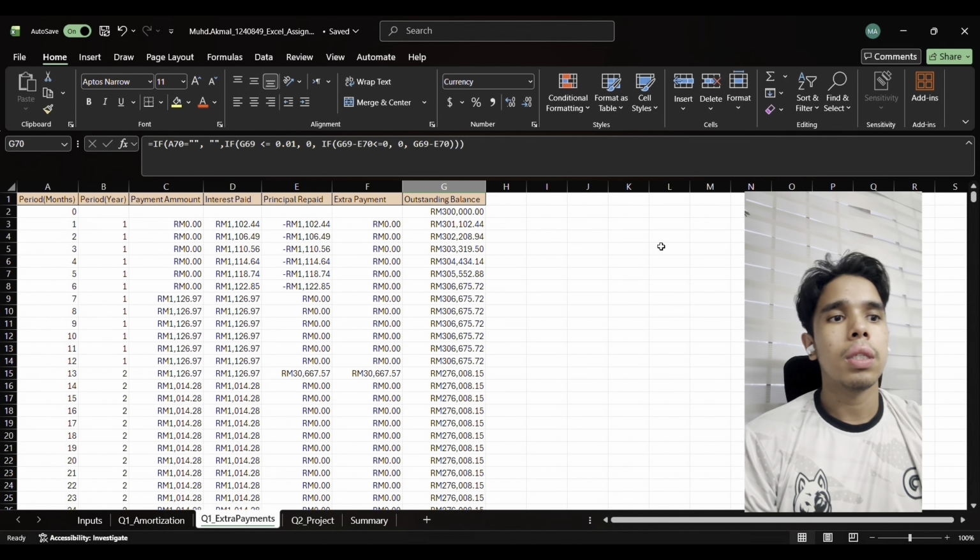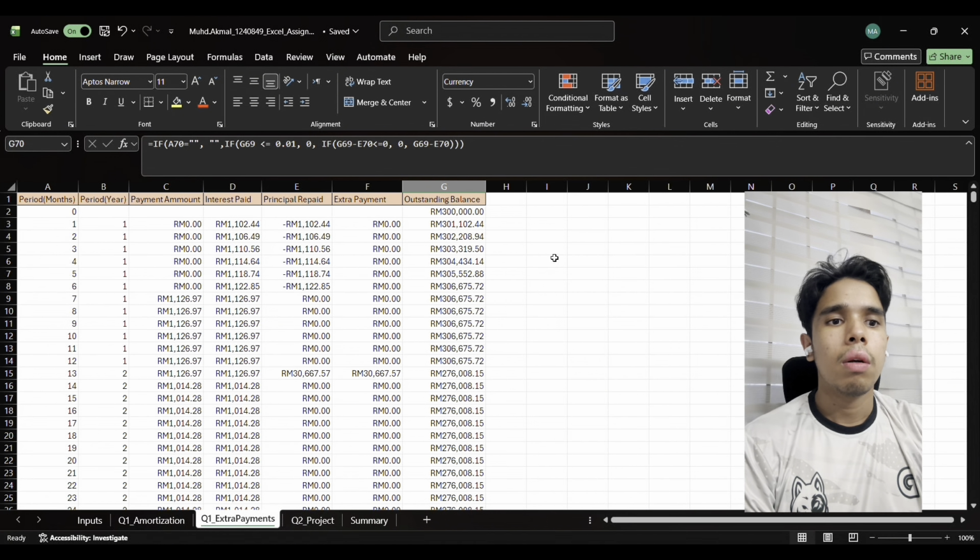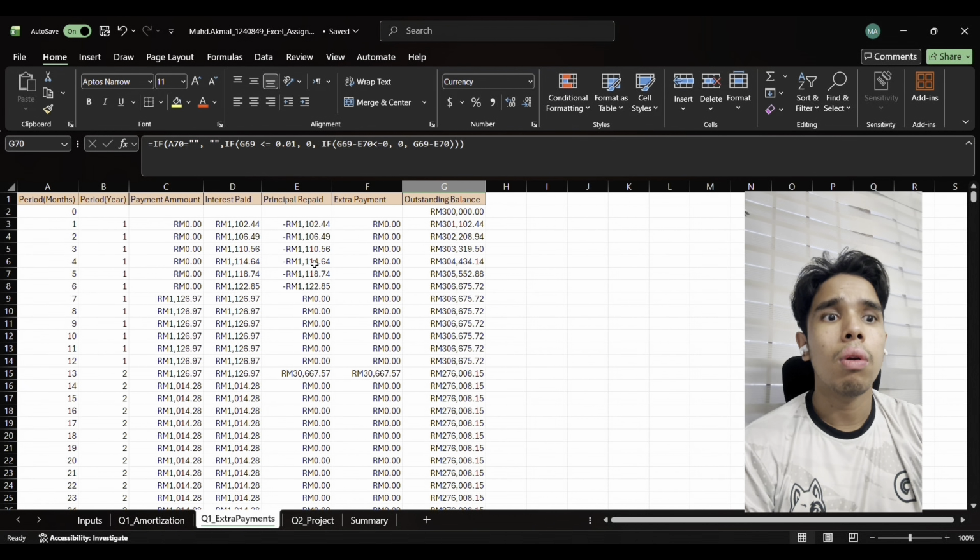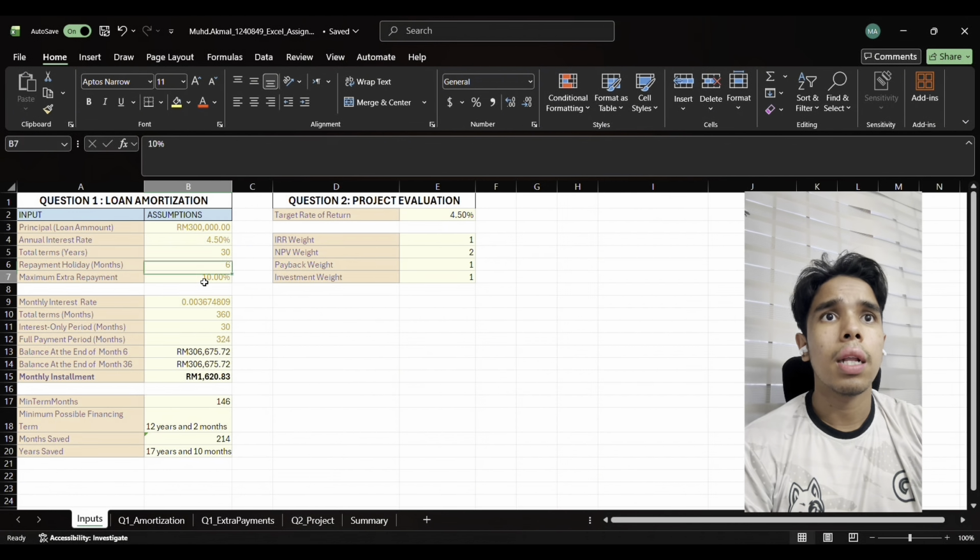Okay, now I will show you the extra payment scenario. This table has the same structure as the original schedule, but with an additional column for extra payment. The extra payment has rules. Firstly, only one extra payment per year, starting from year 2. The maximum is equal to 10%, like the question tells us.